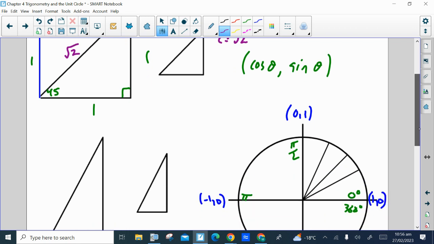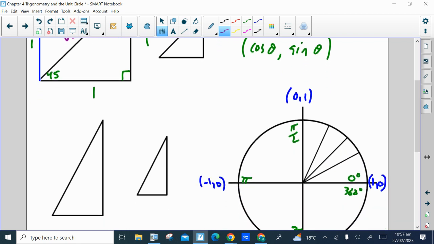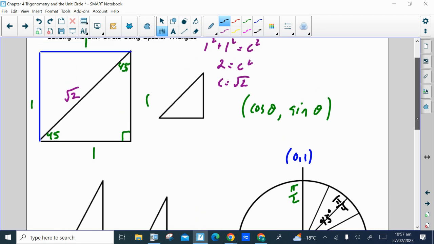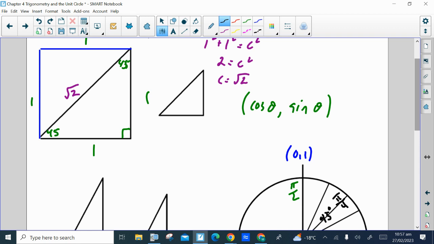Now, 45 degrees, which is the same as pi on 4 radians, is right here on the unit circle, halfway between 0 and 90. 45 degrees is the same thing as pi on 4 radians. And using this triangle up here, we can find the sine and cosine of 45 degrees, which is the same as the sine and cosine of pi on 4 radians.